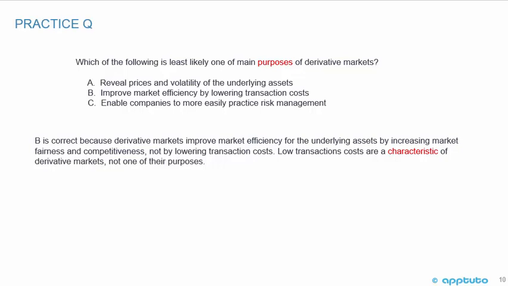This shows you that the CFA exam is sometimes an English test, in this case with the subject being derivatives, and the key word. That's why I always say you've got to read the questions very carefully and pick up on the key word. Keywords like characteristic or purpose. In this case, it's not the purpose to improve market efficiency by lowering transaction costs. Low transaction costs are a characteristic, okay? So a nice little question to finish on, and that's the last slide for this LOS.